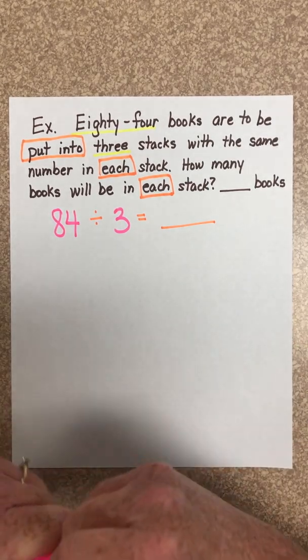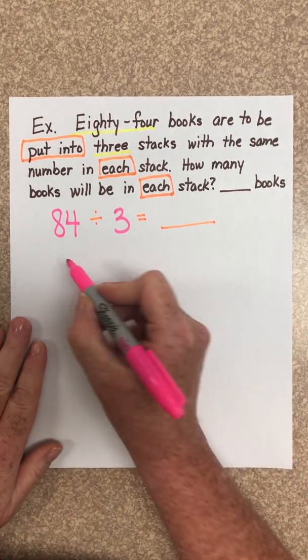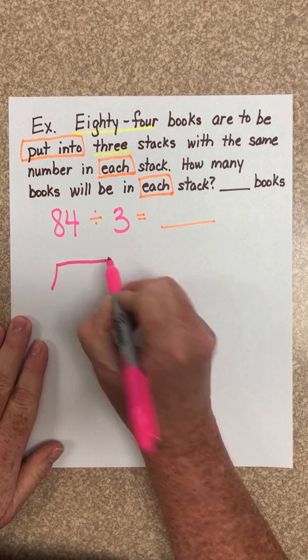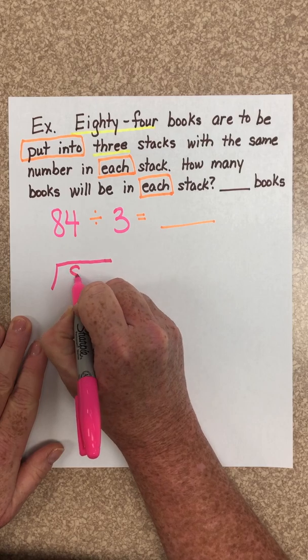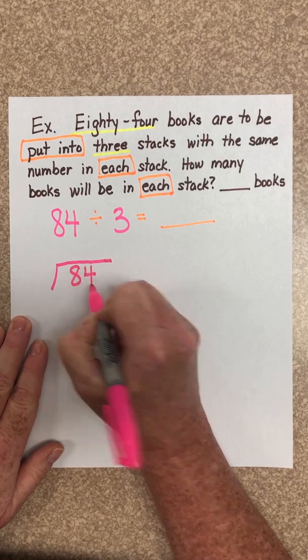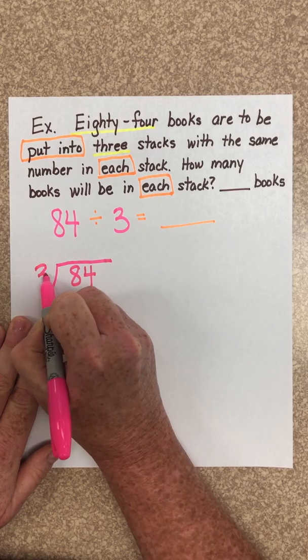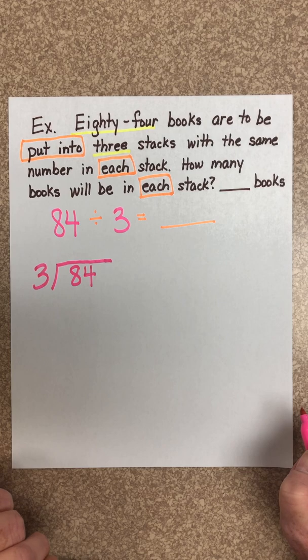So now let's divide. First, let's begin by using the long division symbol. So I write the symbol. The dividend goes inside the box. The divisor goes outside of the box. And now let us begin.